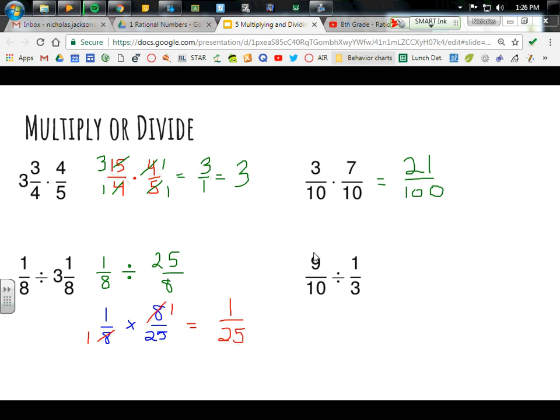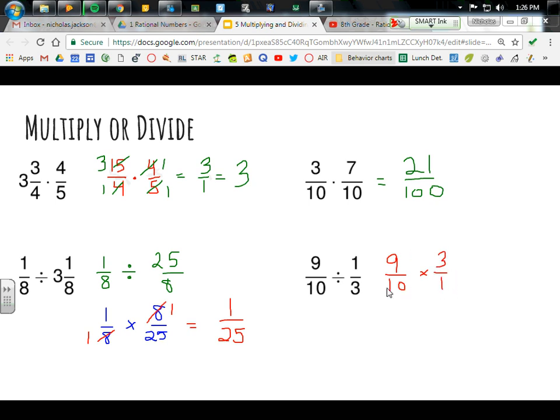All right, now we have 9/10 divided by 1/3. It's important to know that you can't simplify diagonally before you do keep, change, flip. Some people might look at this and go, you can simplify 9 and 3. Not yet. You have to do keep, change, flip first. So keep 9/10, change division, flip 1/3.